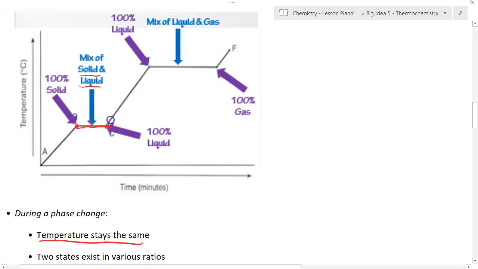And this whole part is 100% liquid, this upward slope. Right here, we're at 100% liquid again, and we start to mix between liquid and gas. Right here, somewhere in the middle, we're about 50-50 liquid and gas. We're still changing our phases, getting closer and closer to gas, and as we get to the end, it's 100% gas. Where this stays is gas. That's our gas state. So our plateaus, those are phase changes, whenever it's flat.